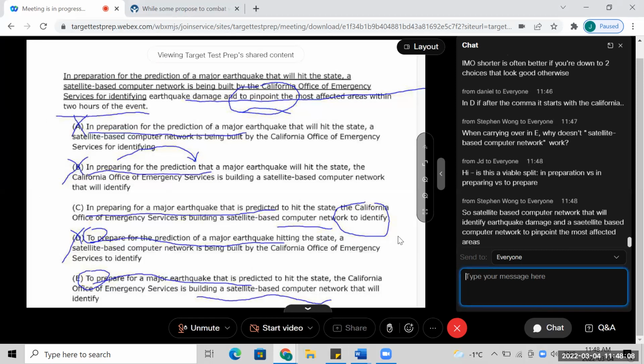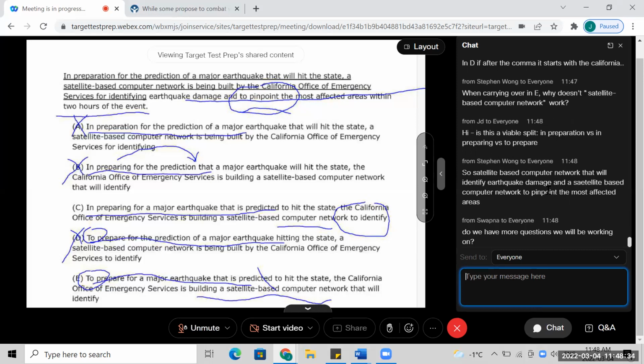Let's go through it. Why doesn't it work? Someone's asking. Prepare for a major earthquake that is predicted to hit the state. California Office of Emergency Services building a satellite computer network that will identify and to pinpoint. You know what they're doing here? It's like you're saying it's a satellite-based computer network that will do something. So that becomes a noun phrase. And then to pinpoint takes us in a different direction.